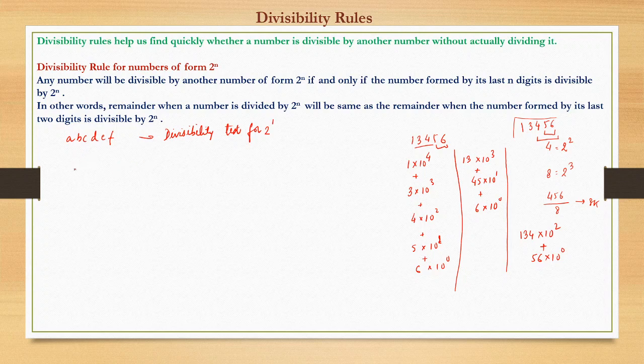So I can write this as a into 10 raised to power 5, plus b into 10 raised to power 4, plus c into 10 raised to power 3, plus d into 10 raised to power 2, plus e into 10 raised to power 1, plus f. So this is the number. Now if I want to divide this number n by 2, what would it be?